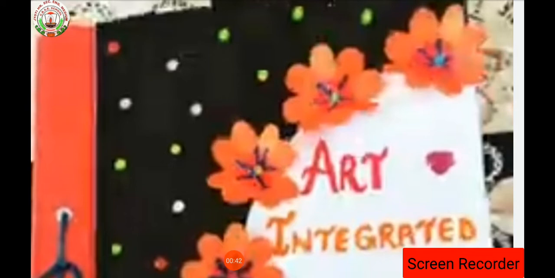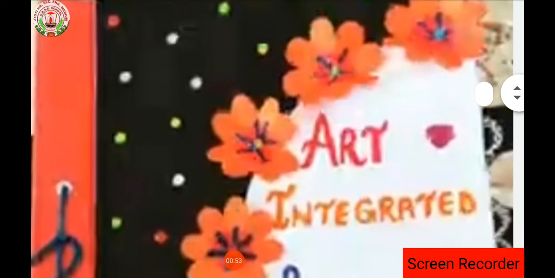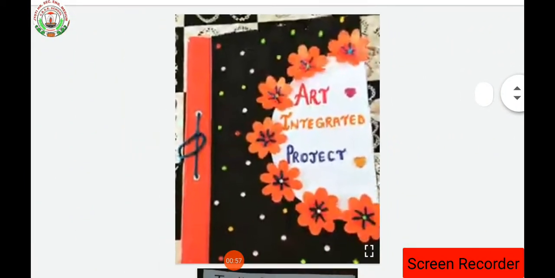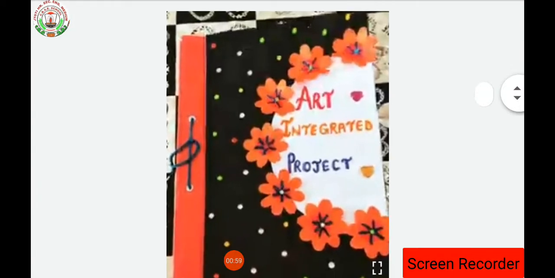The topic will be the same for all the sections. It will be hardly 8 to 10 pages, and you have to create a file of it. Here is an example for creating the art integrated project file. The first page of the file should be like this. Have you seen? The file is very nicely decorated by the student. In this way, if you want, you can decorate your file.